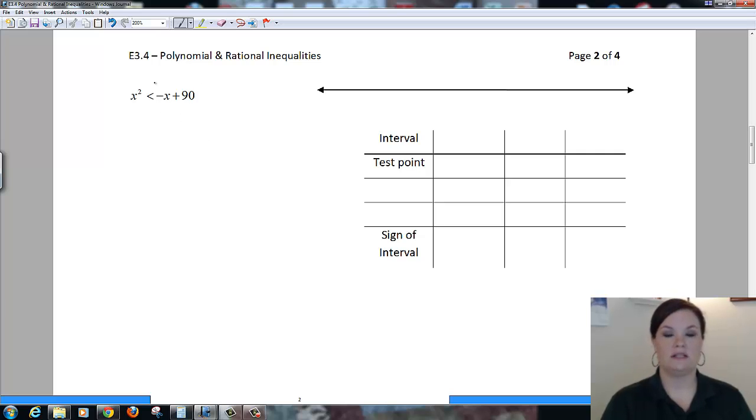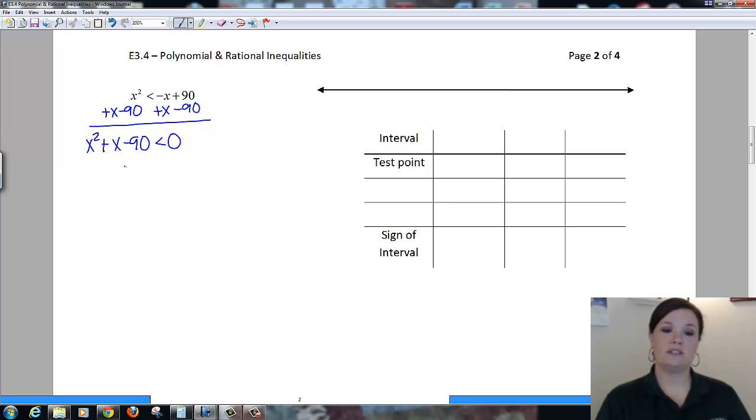Whoops, I picked a color that I wasn't using previously. Let's stick with the same color scheme. So plus x minus 90, plus x minus 90. When everything's on one side, it looks like x squared plus x minus 90 is less than 0. Now I need to find the zeros.